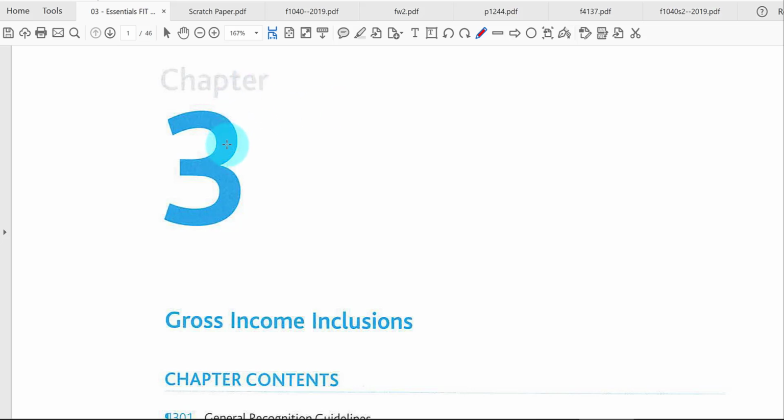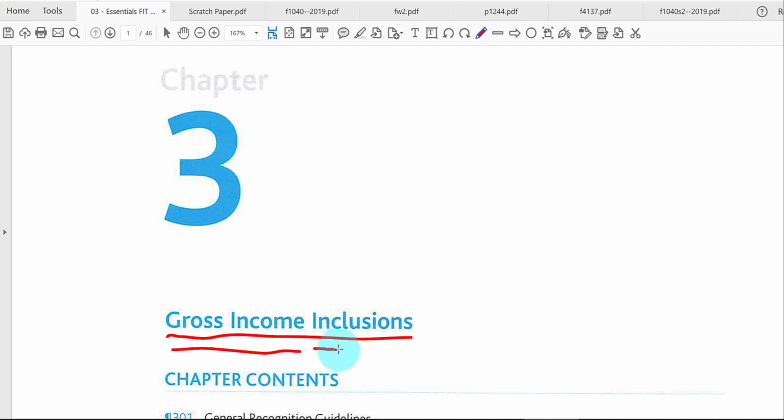We're now into chapter number 3, where the topic is called Gross Income Inclusions. The word gross income is similar to the term total income. That's a specific line on the 1040 form. And when we enter all the amounts of income, the total will be that gross income or total income that we have to pay taxes on.